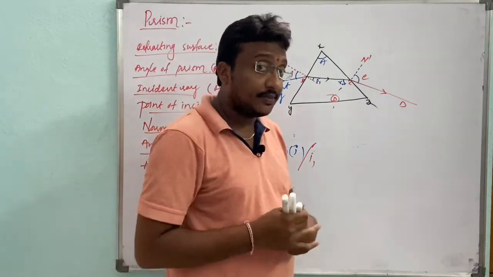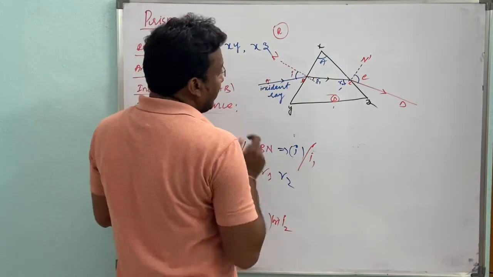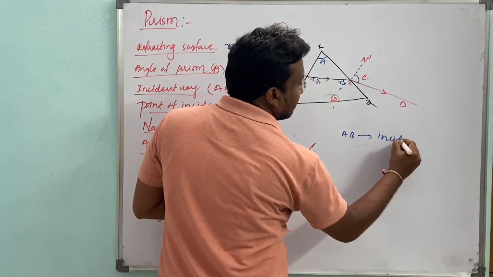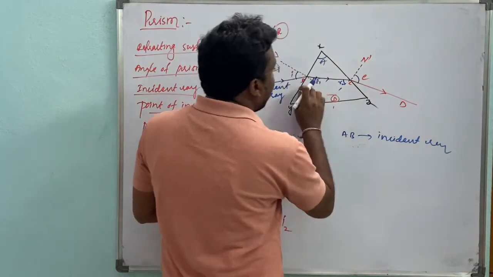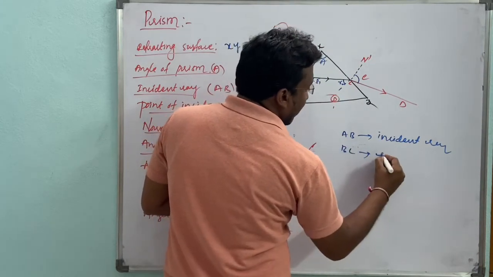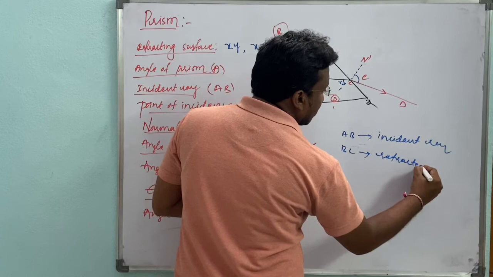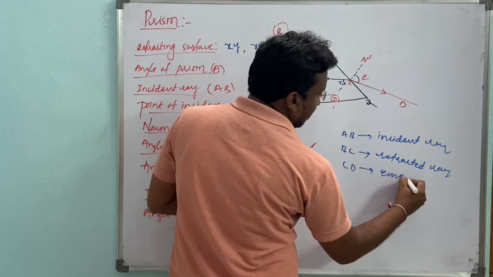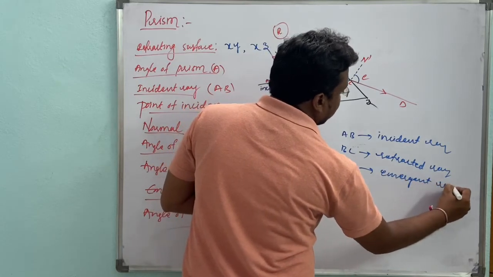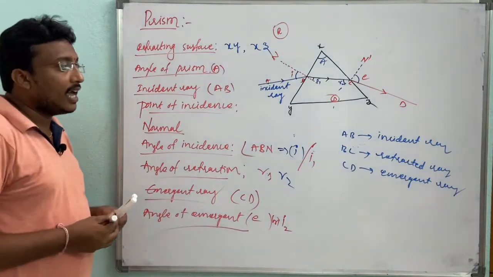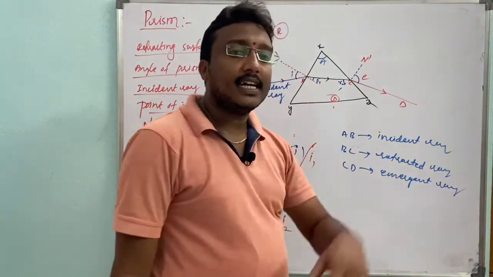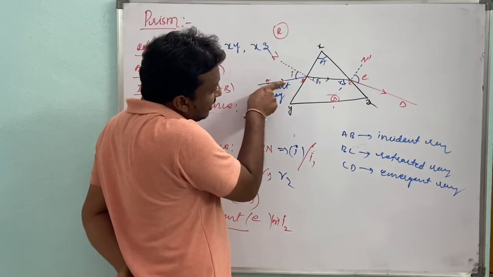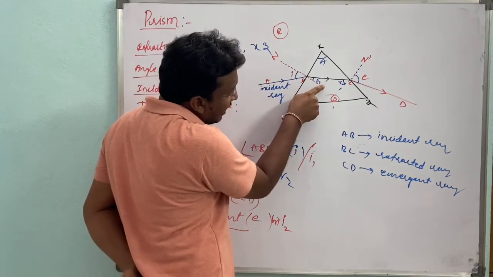Here you have to notice it. Here AB is the incident ray, BC is the refracted ray, and CD is the emergent ray. Got it? AB is the incident ray, BC is the refracted ray, and CD is the emergent ray. Got it? And here you have to notice, here it is the incident ray, here it is the refracted ray.